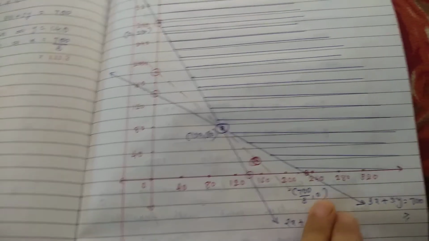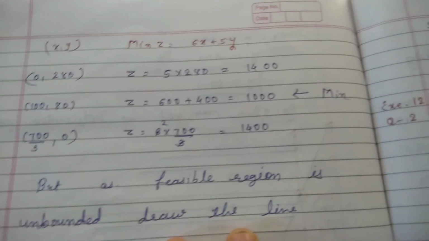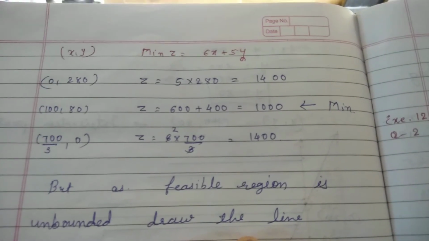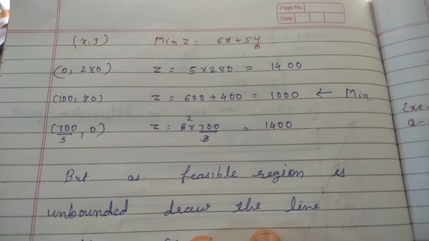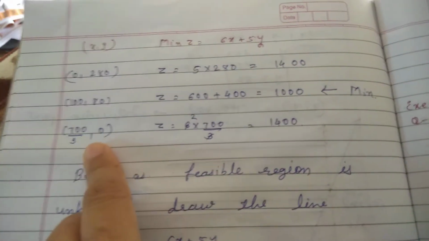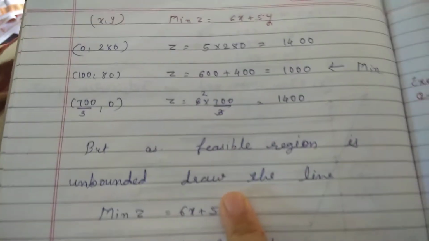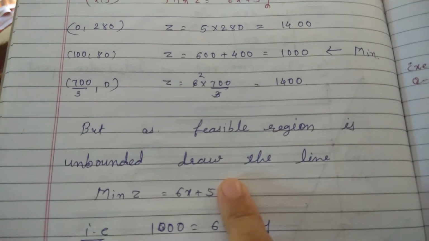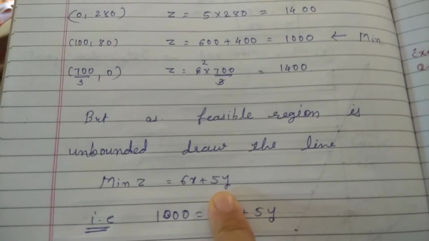So let us first see the value of z. Here the corner points are (0, 280), so z is equal to 1400. Then (100, 80), then z is equal to 1000. Then (700/3, 0), then z is equal to 1400. But as the feasible region is unbounded, we have to draw the line minimize z = 6x + 5y.